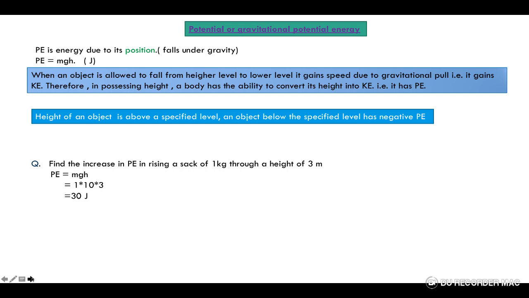Consider the example, a very simple example again. Find the increase in potential energy in raising a sack of 1 kg through a height of 3 meter. So as we know, the potential energy is calculated by mgh. So put in the values and get your answer. I'm using 10 for g. Generally it is 9.8, so you will go according to what is given in your question. Otherwise you can choose 10 or you can choose 9.8.